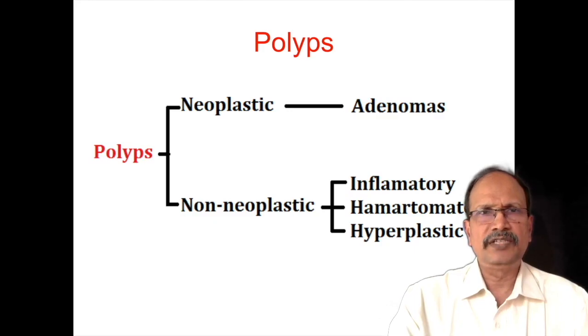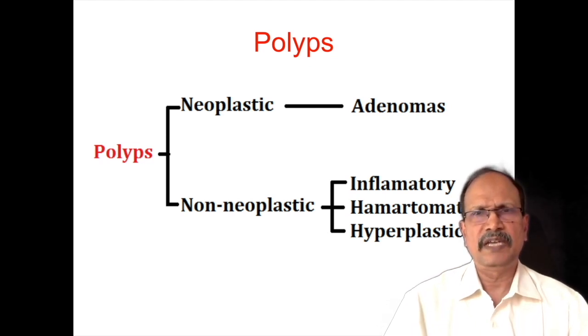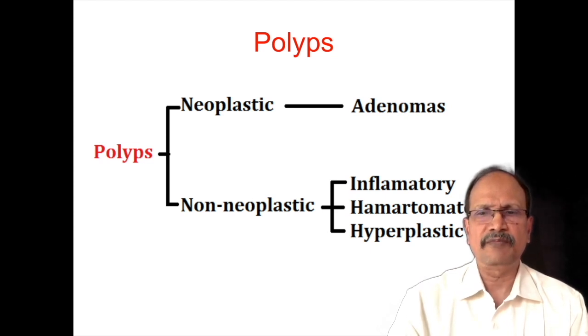Polyps of the GIT can be classified mainly into neoplastic and non-neoplastic polyps. Neoplastic polyps are equated with adenomas. Again, I stress adenomas of GIT require a qualifier, that is dysplasia, whereas adenomas in other parts of the body will not have this rider. If you want to call something adenoma in GIT, it must have dysplasia. Non-neoplastic polyps can be due to inflammation, inflammatory polyp, hamartomatous polyp, or hyperplastic variety of polyps.